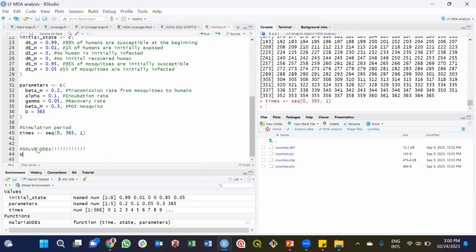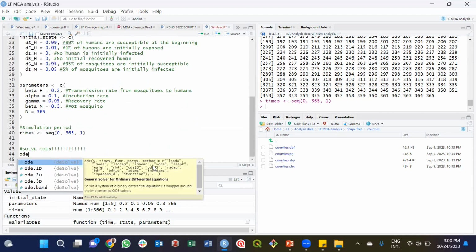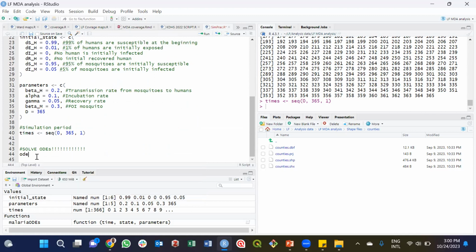What else? Let's see. What else? The method is not important. Okay, let's run it. So Y is the initial state. And then what else? Function. Times, we have it as times. We've created an object called times.